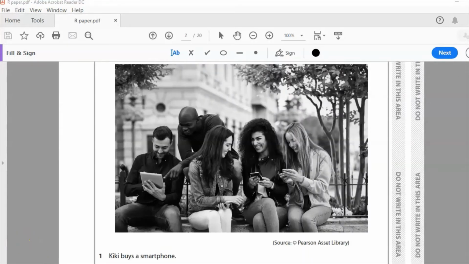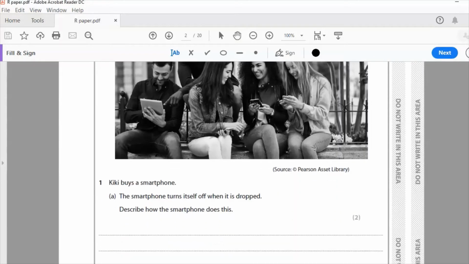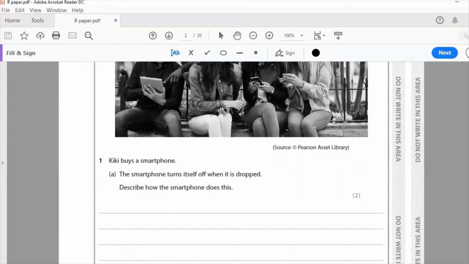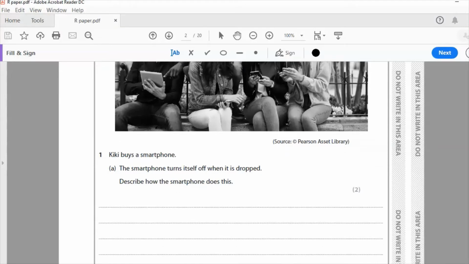So question number 1, here is Kiki again, similar to the standard paper, similar case study. And our first question there is: Kiki has bought a smartphone. The smartphone turns itself off when it is dropped. Describe how the smartphone does this.